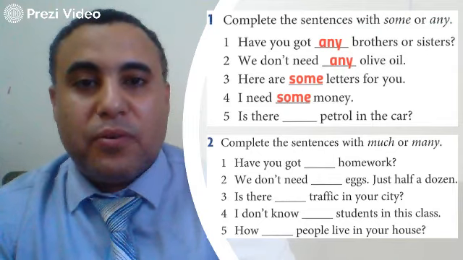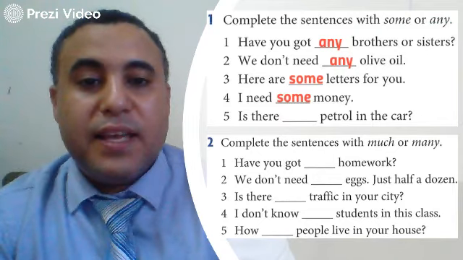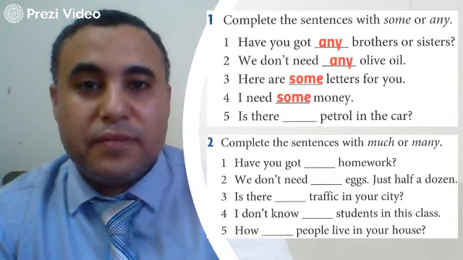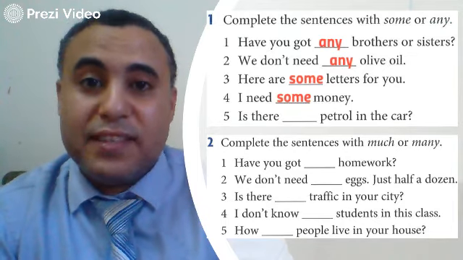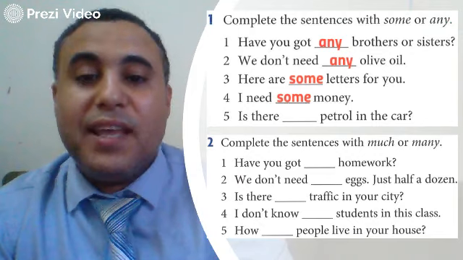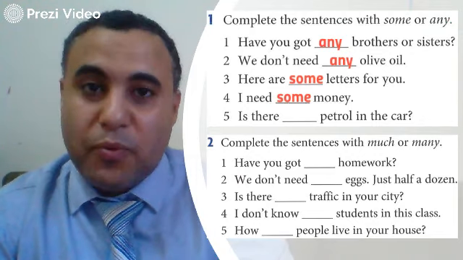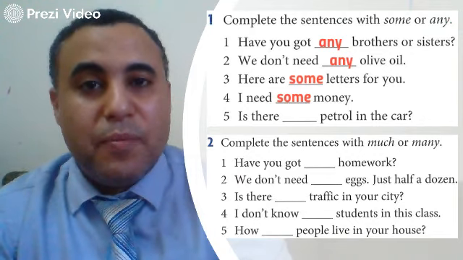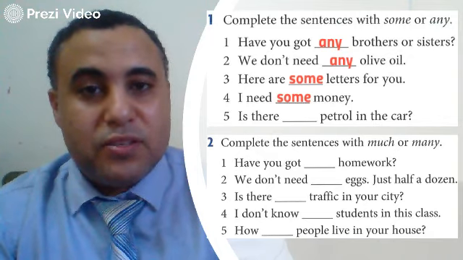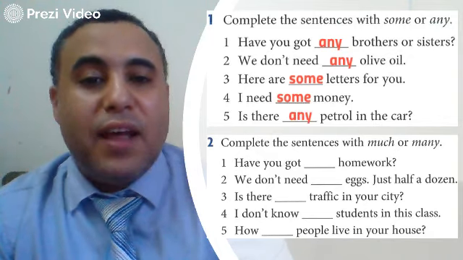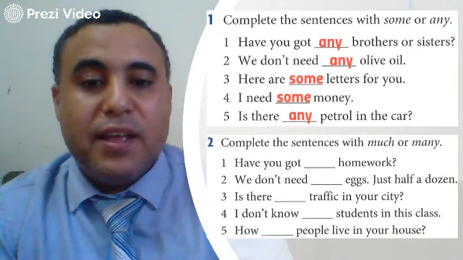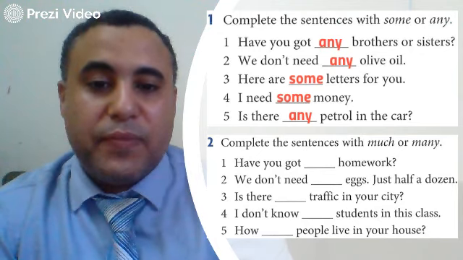5. Is there petrol in the car? The word petrol is uncountable, but check the sentence. Is it positive? Is it negative or a question? It's a question, so we use some or any with the question. With general questions, we use any. Is there any petrol in the car?